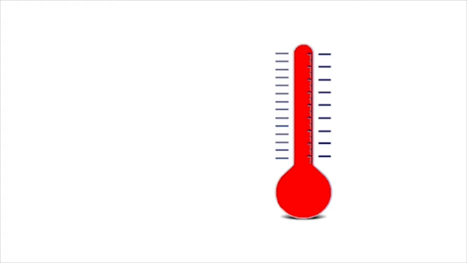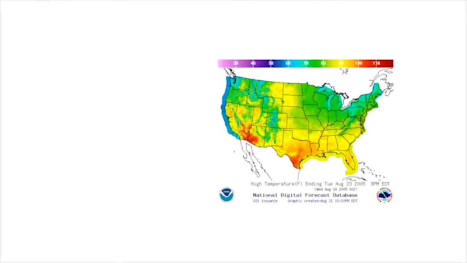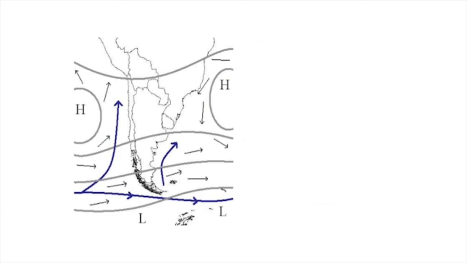Temperature? It's a scalar. If we display temperature on a weather map where the value of the temperature is different at each point in space, this is a scalar field. In comparison, this weather map of wind, where the value of the wind velocity at each point in space is represented by a vector, is a vector field.